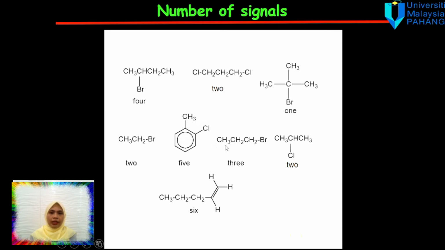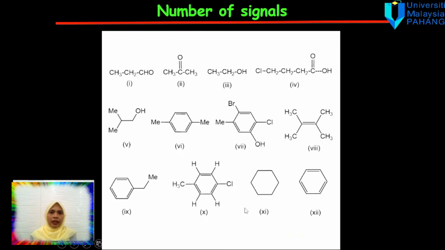This molecule has 3 different signals, 1, 2, and 3. And this is considered symmetrical. So the 2 methyl groups are in the same environment, with the CH. This is 1 signal for methyl, and this CH is 1 different environment. Total signal is 2. In this case, all environments are different. Total number of signals is 1, 2, 3, 4, 5, 6. Let's test yourself by doing this exercise.